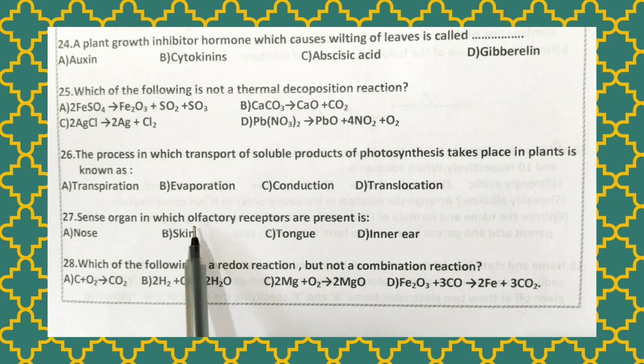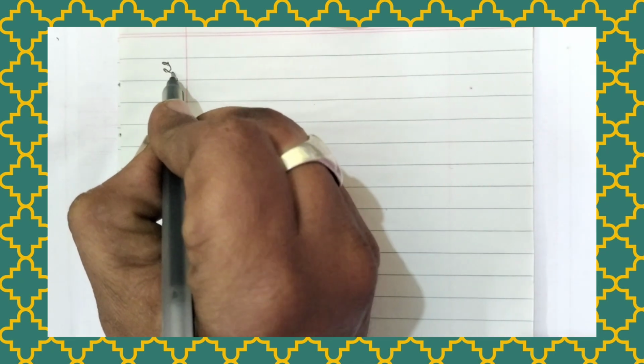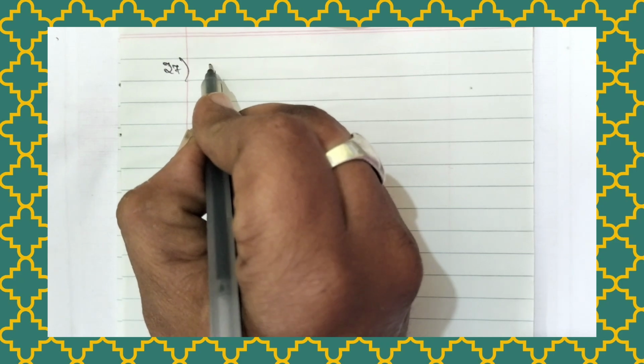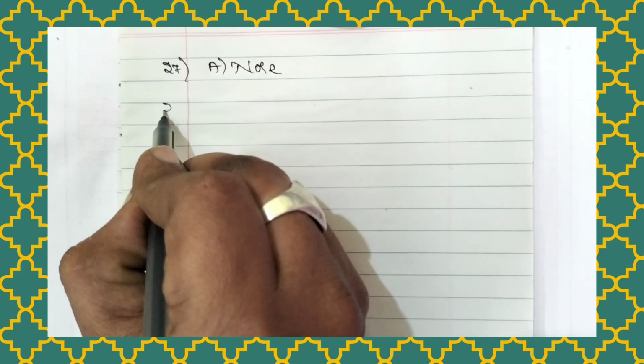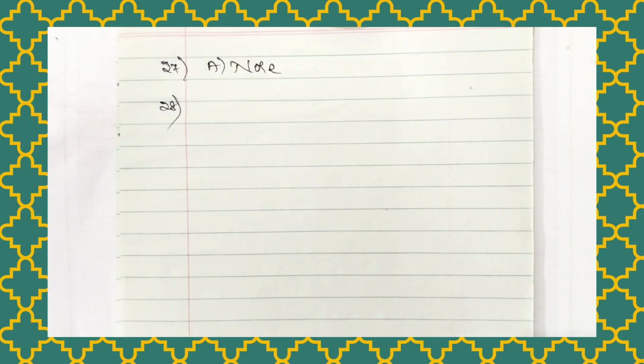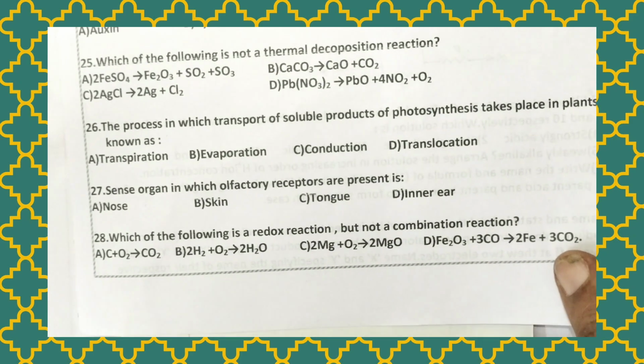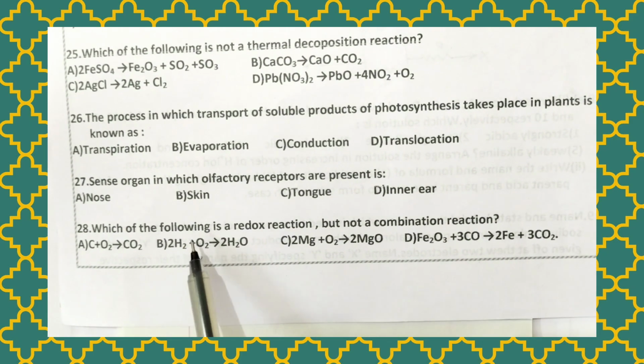Sense organ in which olfactory receptors are present. Among these four options, olfactory receptors are present in the nose, which detects smell. So for 27, the right answer is option A. So for the 27th question, the right option is A, that is nose. Now let us move to the last question of this set 1, that is: which of the following is a redox reaction but not a combination reaction.